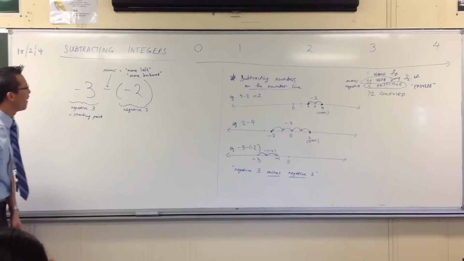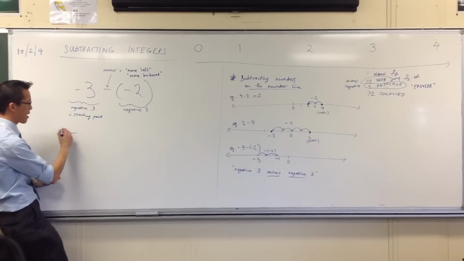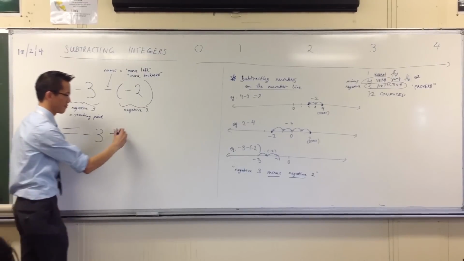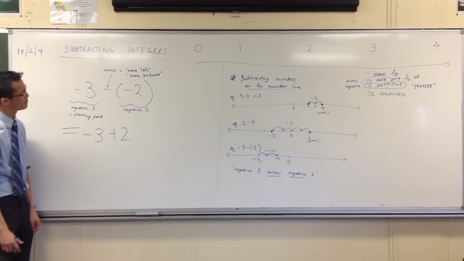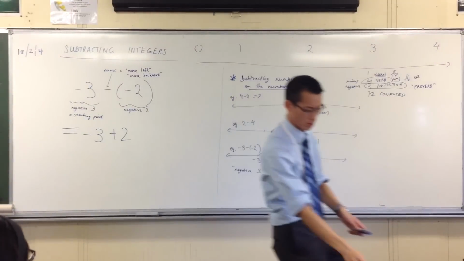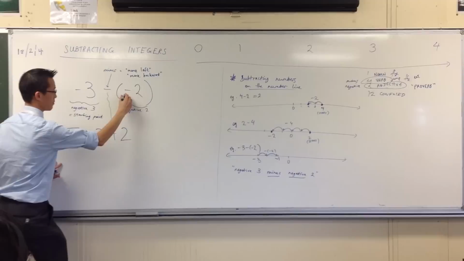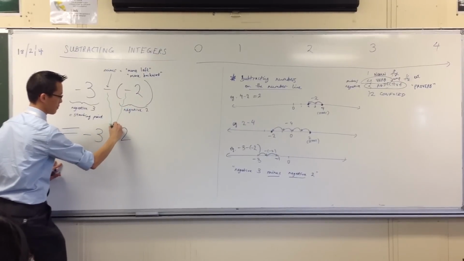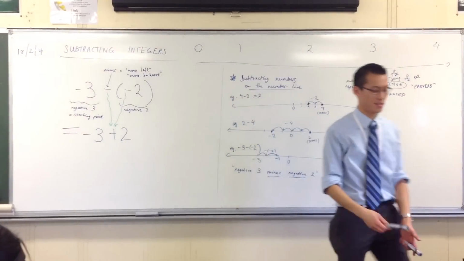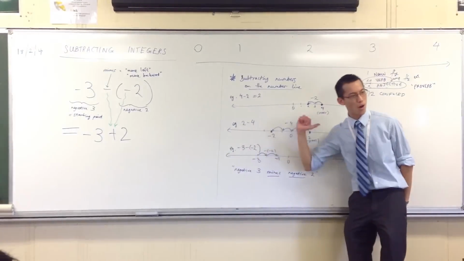So therefore, moving backwards -2 is the same as moving forwards +2. So these two, this minus sign and the negative, come together like this. The minus and the negative together give you an addition sign. They kind of cancel each other out, if you like to think about it that way. So that's how I go from -3 over to the right 2 units.